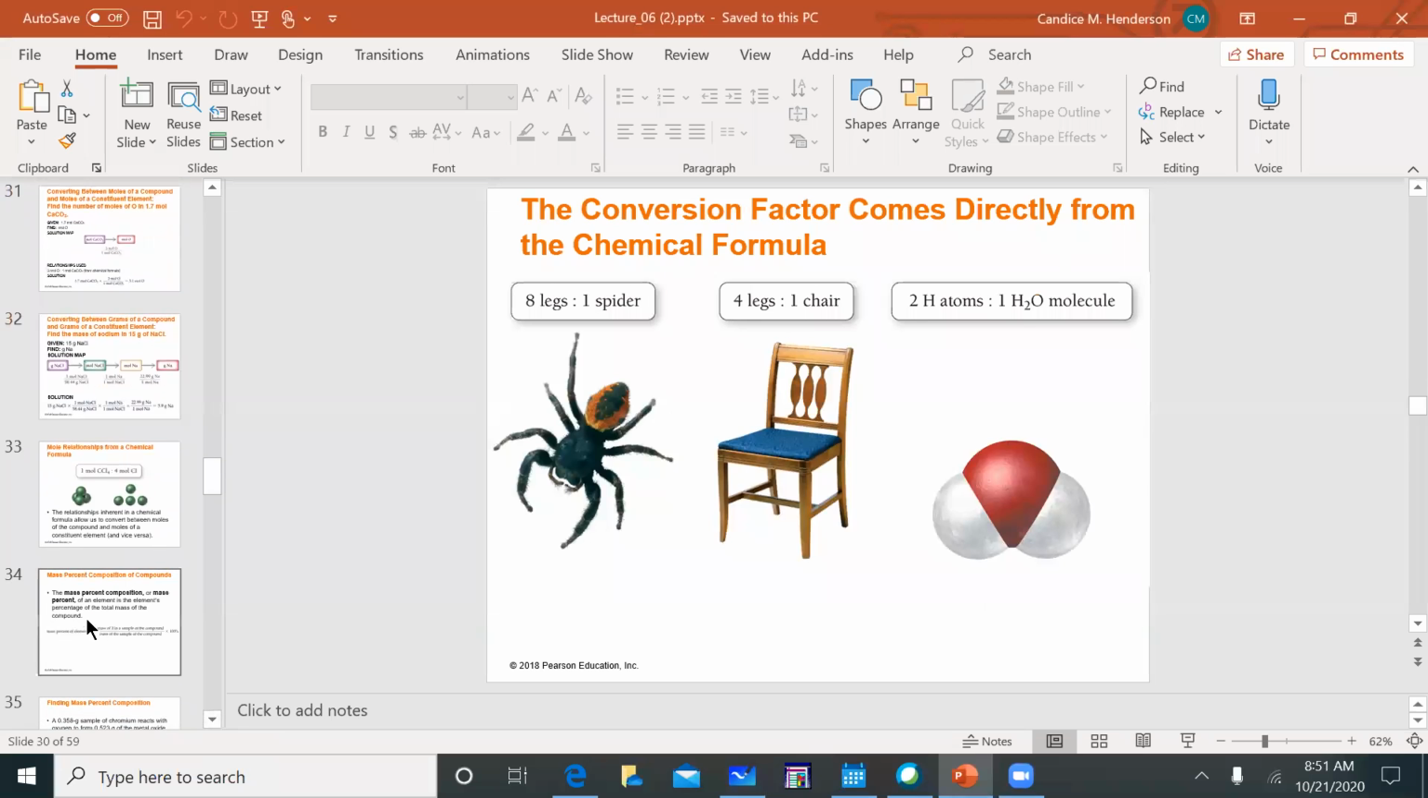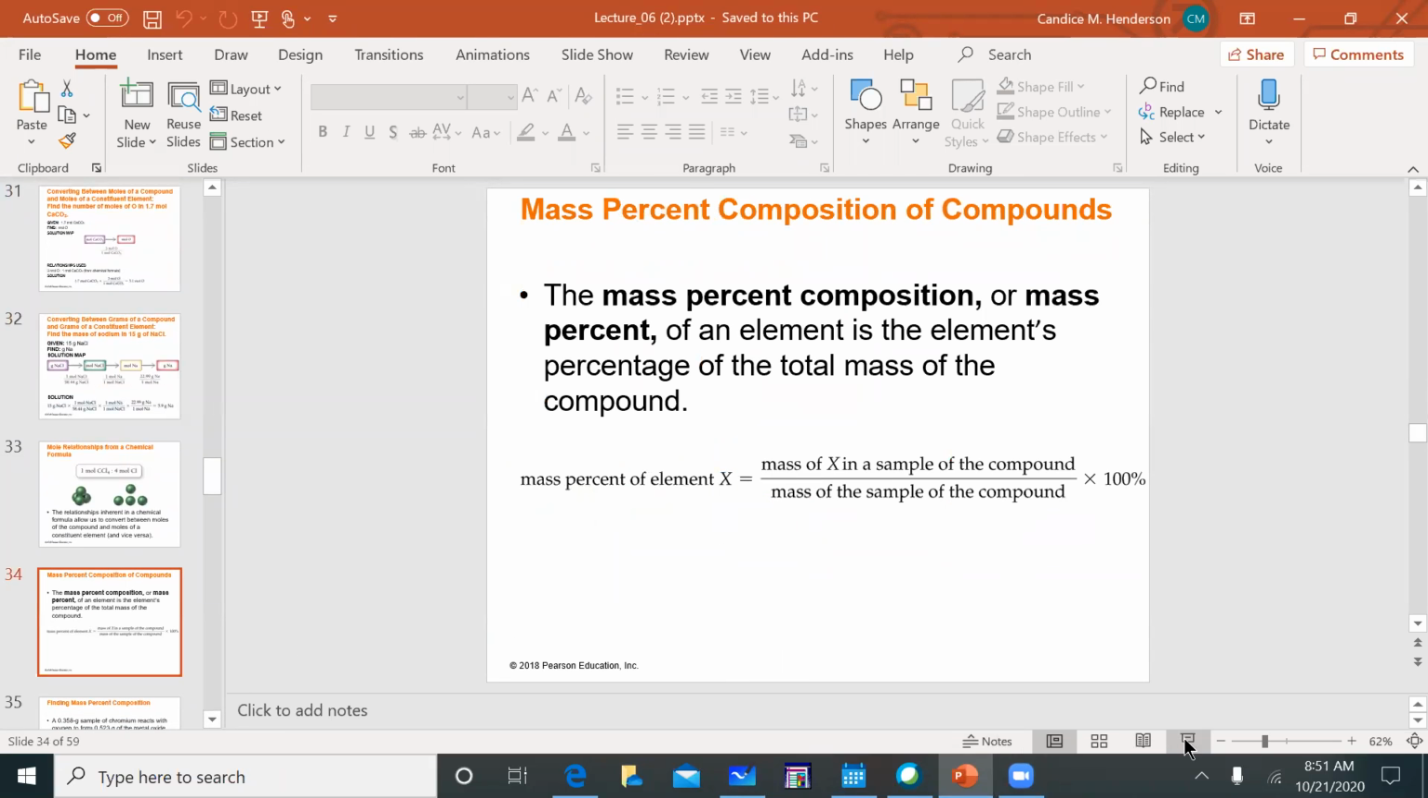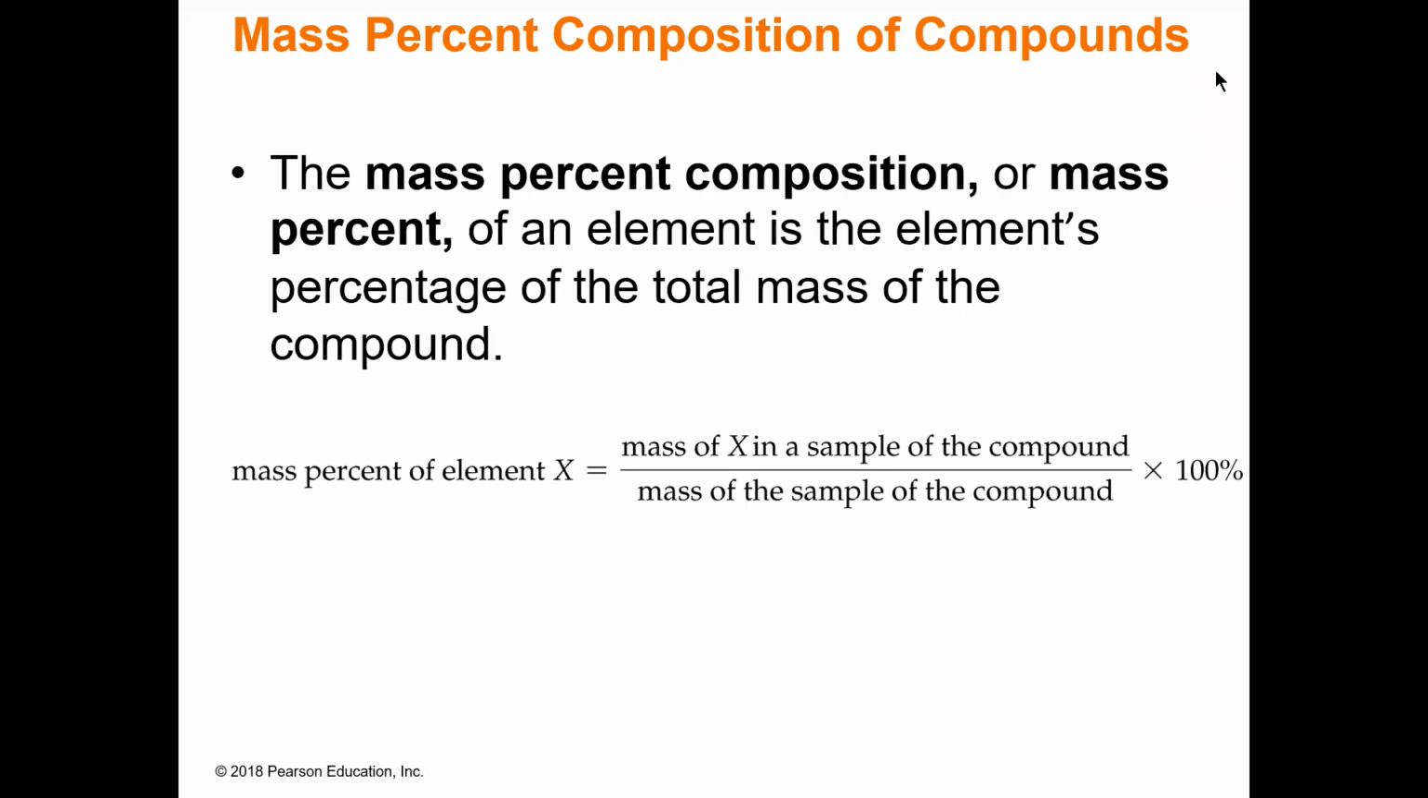Okay, I feel like this is going to seem a little bit easy and refreshing compared to the last part. Here's the idea of mass percent. The mass percent composition of an element is the element's percentage of the total mass of the compound. So if I say, what's the mass percent of oxygen, you're going to take the mass of the oxygen and divide it by the mass of the compound and multiply by 100.